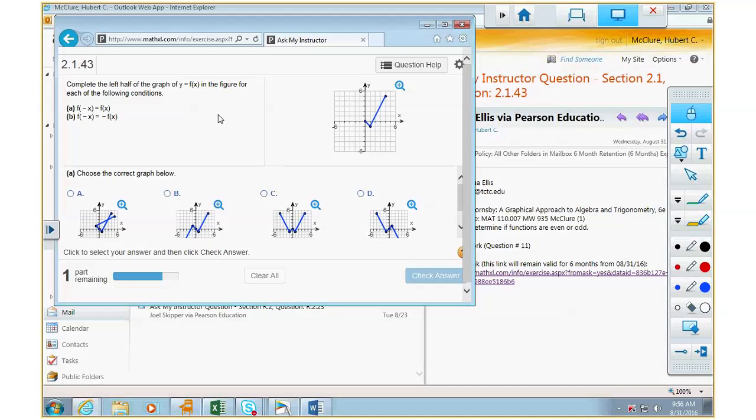That's a good test question, but that's not what they're asking. They're not asking if it's domain or range. They're just asking if it's the negative function. So let's talk about it. Complete the left half of the graph.